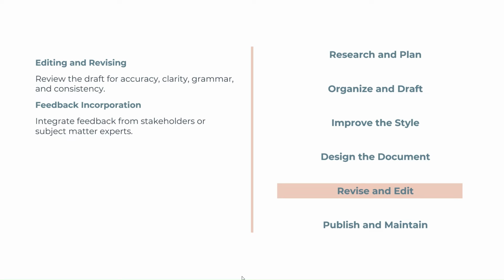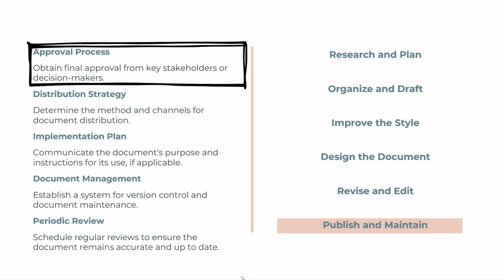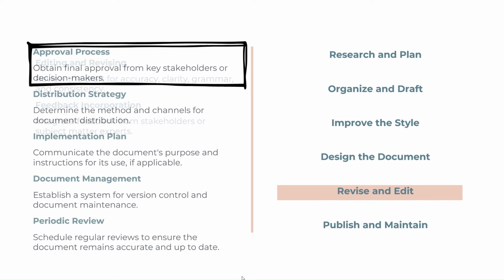And the last but very important part, this is a bit lengthy, but stick with me. I'll make it as simple as possible. Approval process. Approval process is the final part of your revise edit. It is somewhere between your revise and edit and publish and maintain. The last two phases. It is between these two phases.